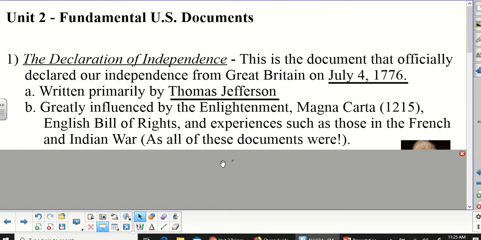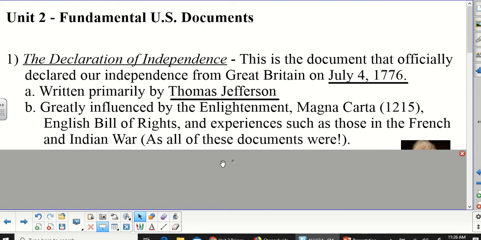Also, though, inspired by a much older document, the Magna Carta, the idea that if you're going to have a body that's going to tax you, you should be able to have representation in that body. And then, of course, the English Bill of Rights. Just certain ideas that we were supposed to be treated as equals to the English. And at this point in history, we felt like American colonists, who were mostly English, were not treated at the same level. And we were supposed to.